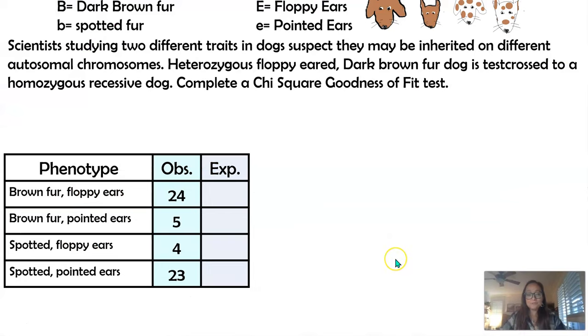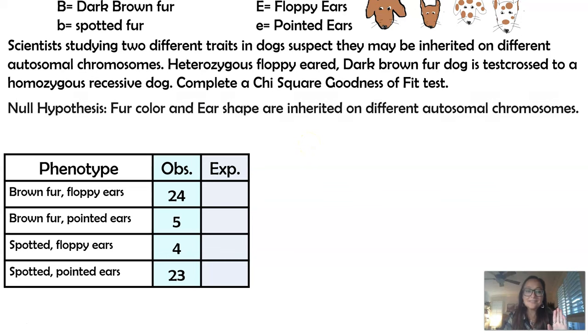So let's take some dogs. I made this up, so ignore my pictures. Scientists studying two different traits in dogs suspect they may be inherited on different autosomal chromosomes. So what they're saying is that fur color and ear shape are inherited on separate chromosomes in dogs. So they're going to take a heterozygous floppy-eared, dark brown fur dog.